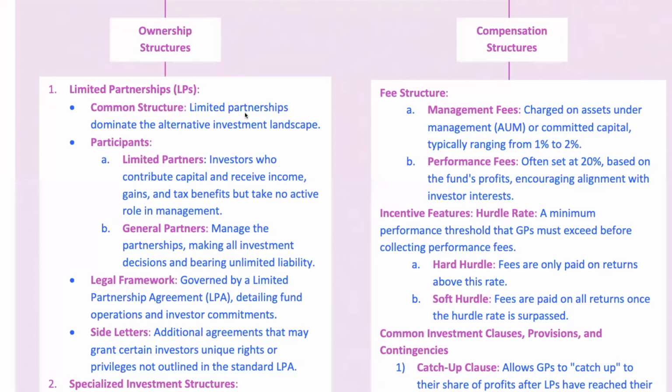Okay, let's shift gears to compensation structures, because let's be real, this is where incentives matter. Most alternative funds charge a combination of management fees and performance fees. The management fee is the flat rate, usually around 1 to 2% of assets under management or committed capital. It's what pays the bills, covers staff, research, operations. But the real prize for GPs is the performance fee, often 20% of the profits. This is also called carried interest. And trust me, when the fund does well, this is a massive payday.